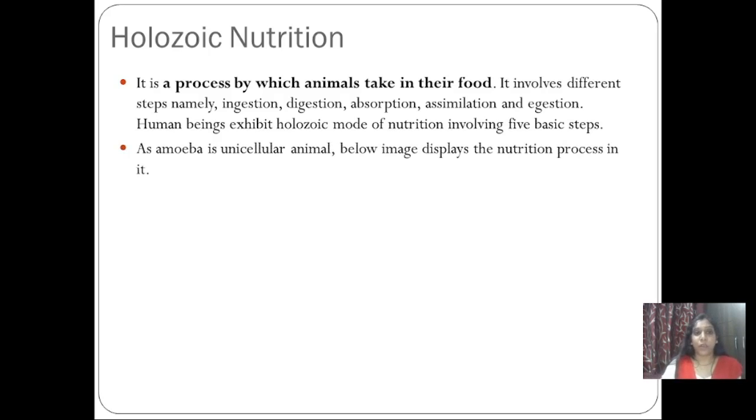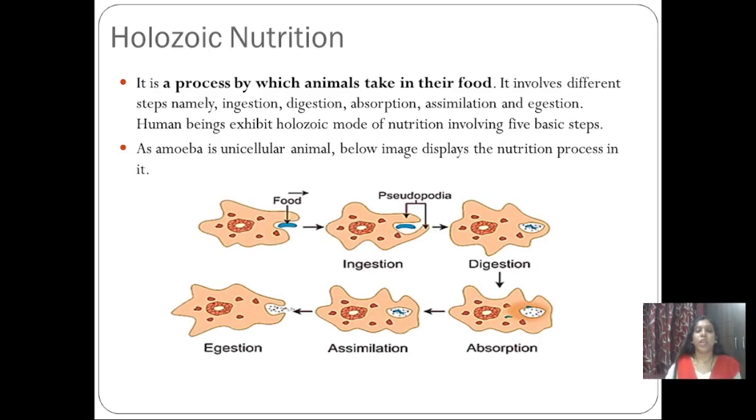Amoeba, which is a unicellular animal, also involves the 5 basic steps of nutrition. The first is when it sees the food, it goes towards it with the help of pseudopodia. The food is ingested, that is, ingestion takes place. Then once ingestion has taken place, the digestion process starts. After the digestion, the food is absorbed. So whatever food is converted into soluble forms is transferred to the blood.